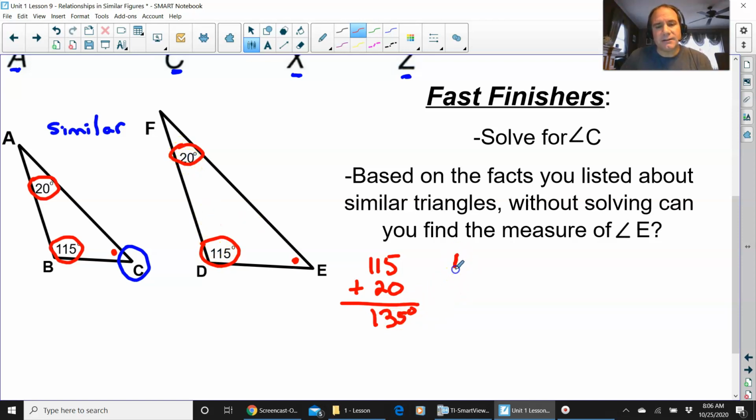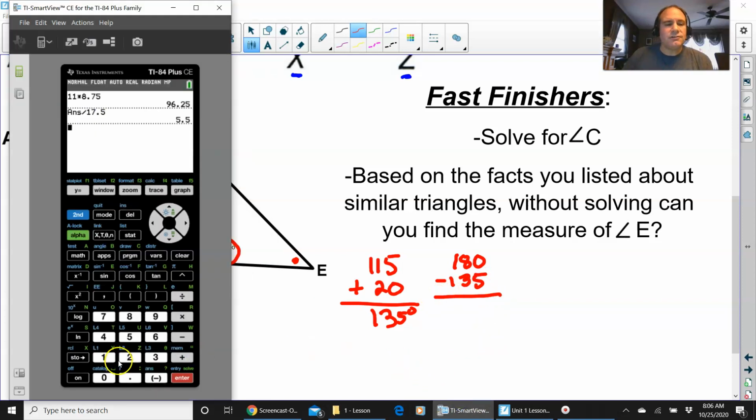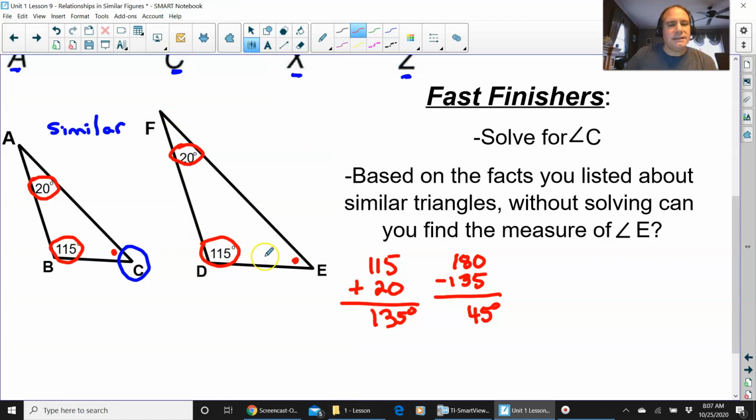Well, you added them together, and then you're going to take 180 because all interior angles of a triangle equal 180 degrees. So we're going to take 135 and minus it from 180, and you will get 45 degrees. So the measure of angle E is 45 degrees. That's what the question wanted you to find, but so is the measure of angle C. These are corresponding angles, so that means they are congruent to each other.